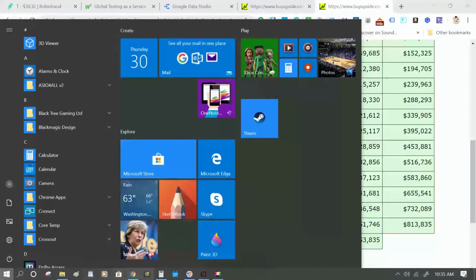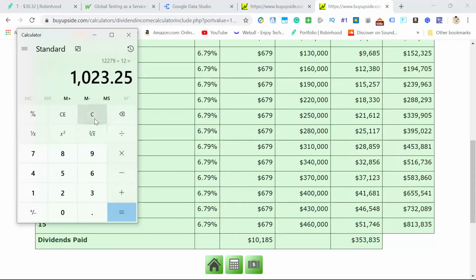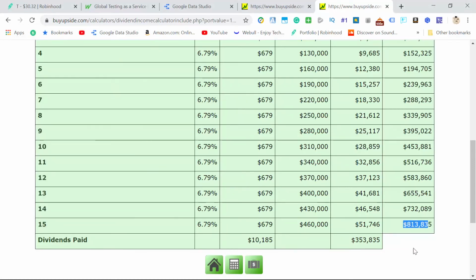Okay, so let's go over that real quick. Let's calculate this last one out. So we're going to say 51,746 divided by 12 equals $4,312. So that's how much you would be making each month. That would be lovely, and one day I hope to have that. This is your account value right here. Now this is with a 6.79% interest rate. This doesn't include growth or anything like that. So I appreciate you guys stopping by. These are the calculations. We're going to get out of this right now.